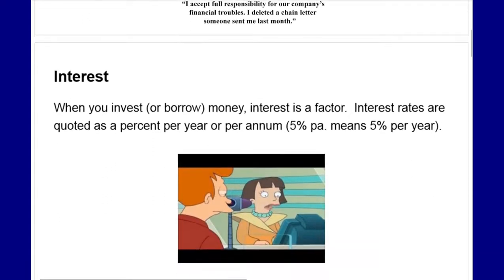Interest is when you invest or borrow money. Interest rates are quoted usually as a percent per year, or per annum. So when we see something that says like 5% PA, that means you're earning 5% interest per year. The interest is an additional amount that gets added on to your starting value. If you're borrowing money, it's an additional amount that you have to pay. If you're investing money, it's an additional amount that you've earned. Depending on the situation, it may benefit you or it may hurt you.